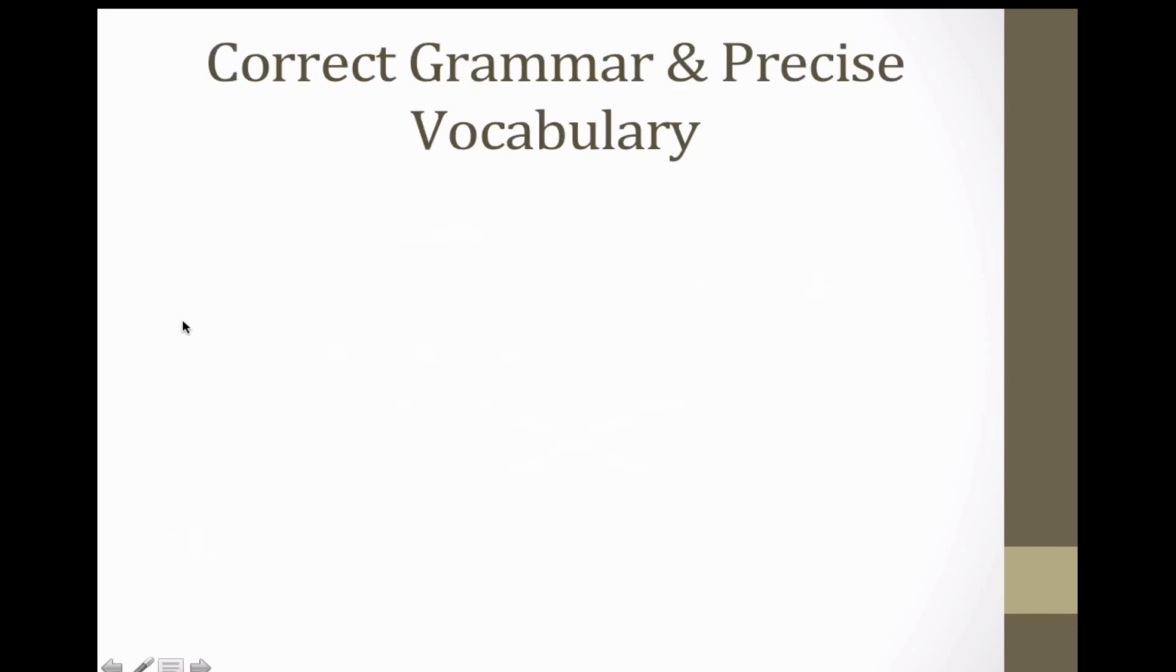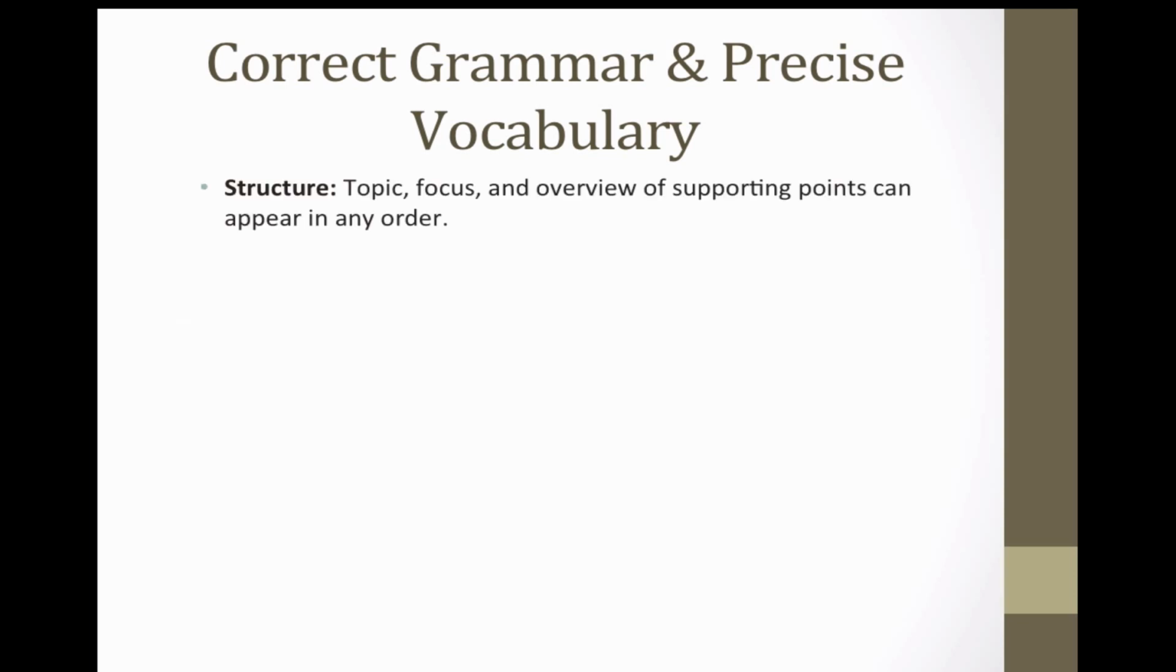So let's talk about grammar and precise vocabulary. This will help you give your thesis statement just the right amount of information. And I'm going to talk a little bit about that. The first thing to think about is that those 3 parts of a thesis statement that you need can appear in any order. There's no one specific formula that says this is the only way a thesis statement can be. Okay, you have a little bit of liberty with how you present that information.